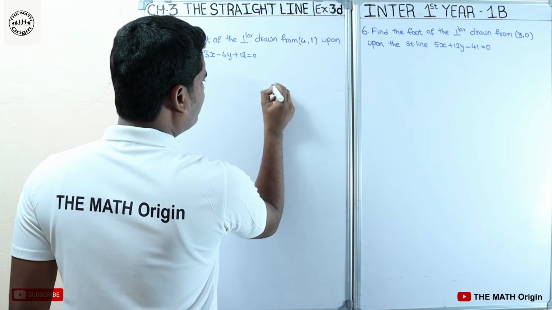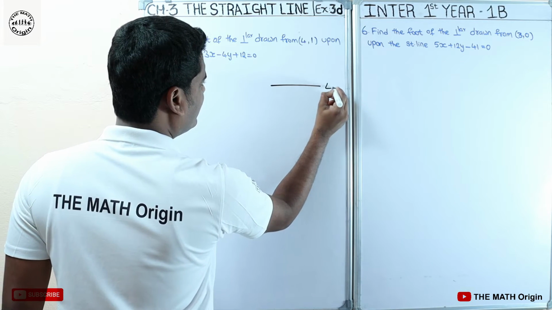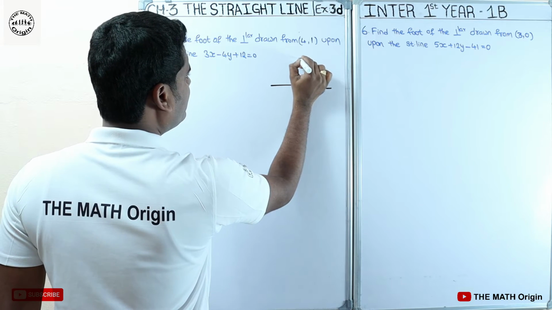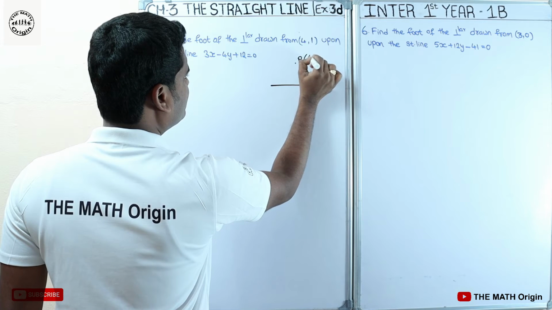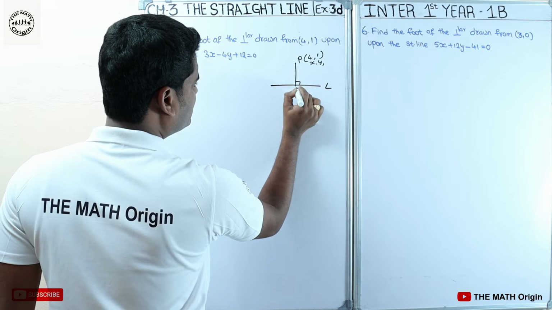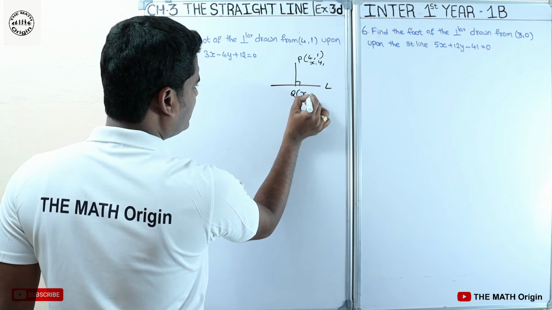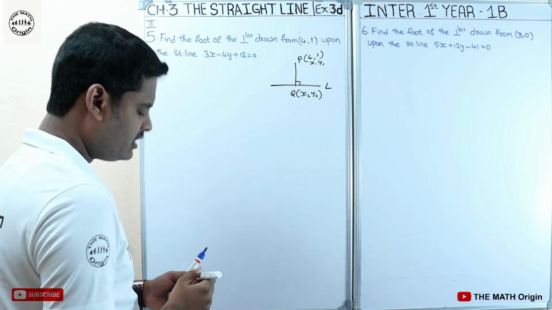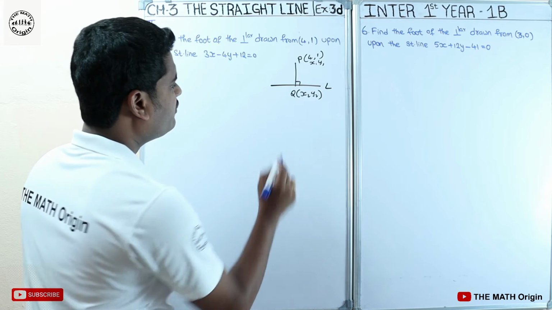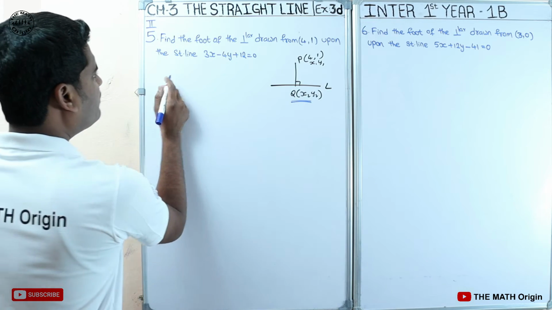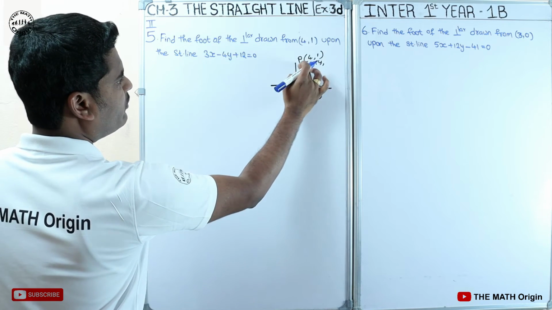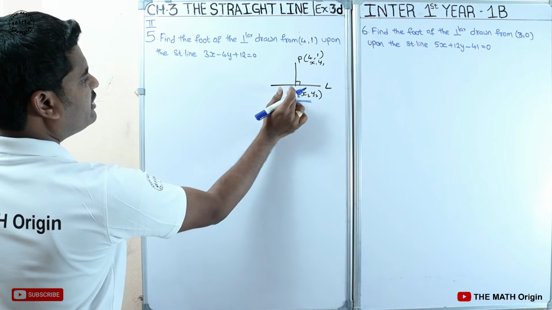We have a straight line which is line L, and there is a point P, like I can say this is (4, 1) which is x1, y1, and we draw a perpendicular onto the straight line, which meets at point Q, (x2, y2). Now we need to find out the point Q. For that we have a formula to find the foot of the perpendicular drawn from a point onto the straight line.